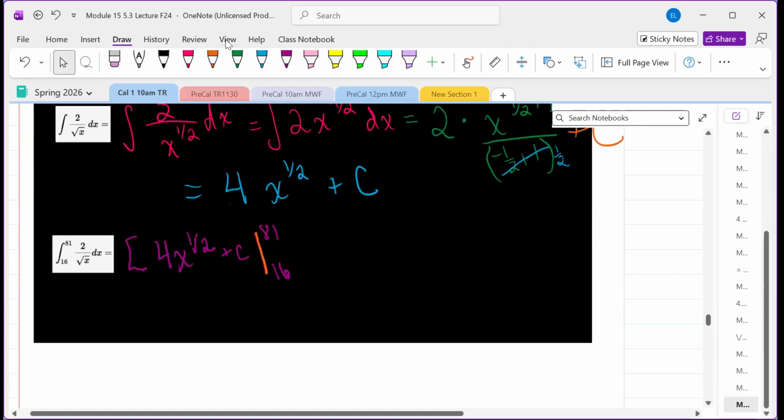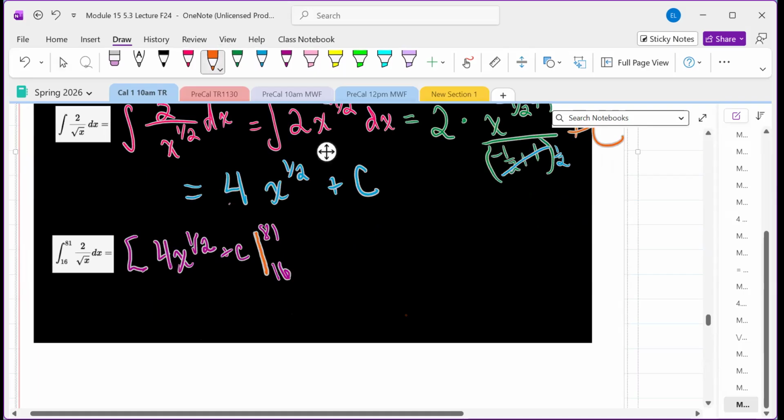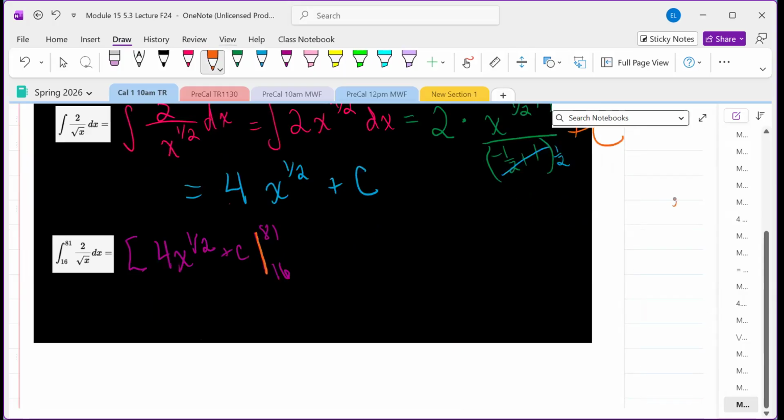I only introduced this because you might see this notation show up in the book, and this is probably how your calculus professor will write it. Sometimes instead of a straight bar, they may make it a square bracket, whatever. Usually when we write the definite bounds, we don't even bother writing the plus c. But now I'm going to plug in those numbers.